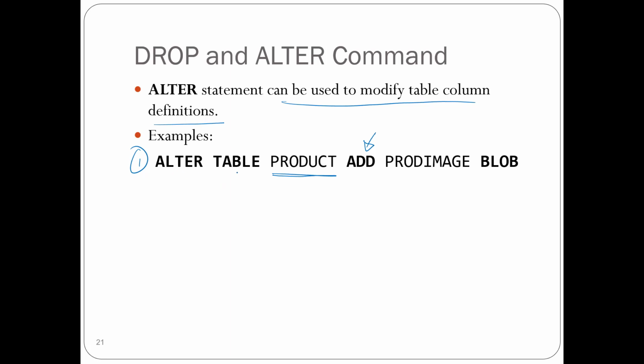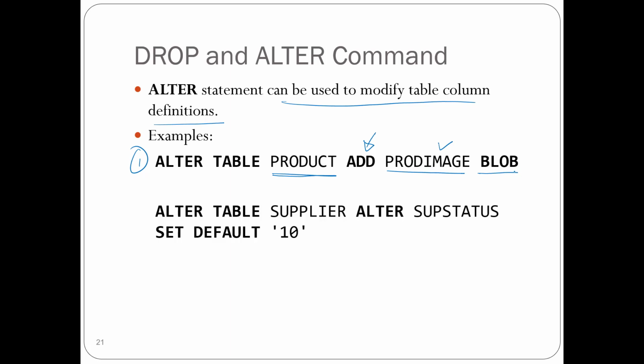You can say alter table product add prod image. So in that way, you are adding a new column which is called prod image, and its data type is blob. Blob stands for binary large objects.